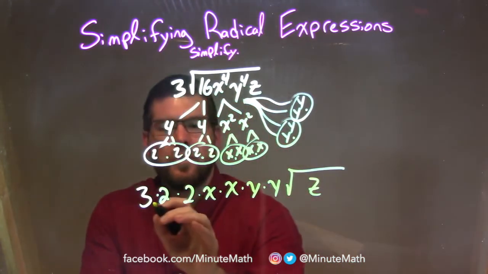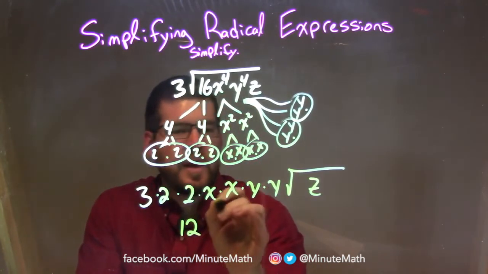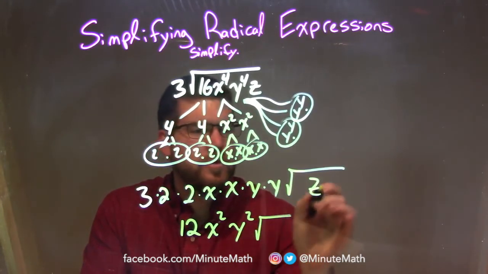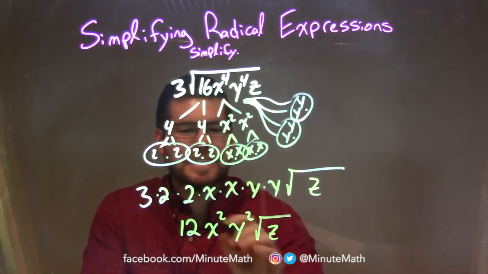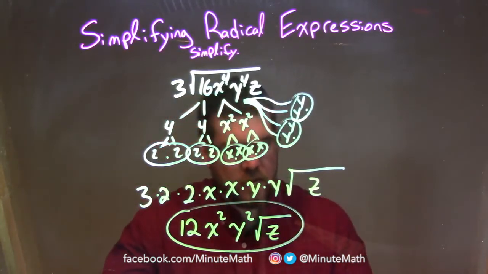So now let's simplify. 3 times 2 times 2. 3 times 2 is 6, times 2 is 12, so we have 12. X times x is x squared. Y times y is y squared. Times the square root of what's left inside the square root, which is z. And that's it. That's our final answer: 12x squared y squared times the square root of z.